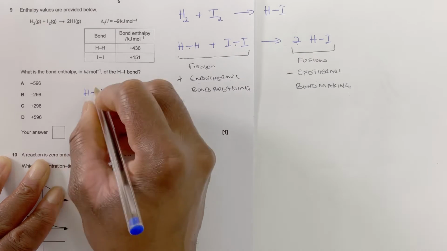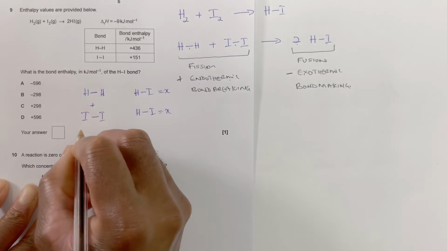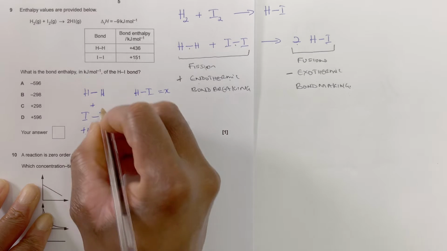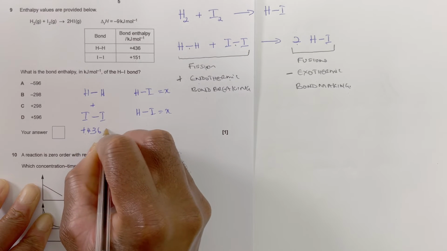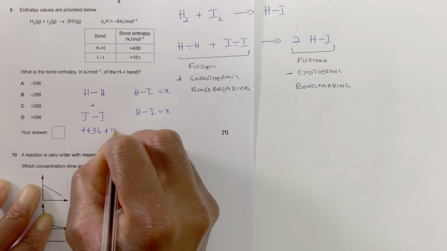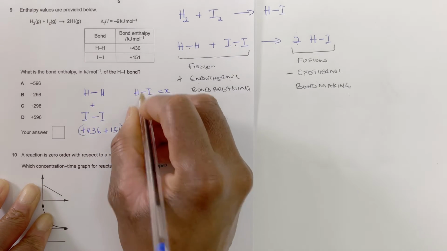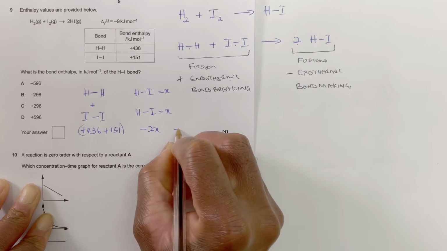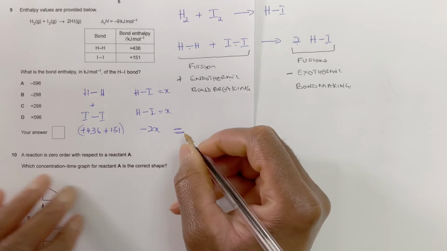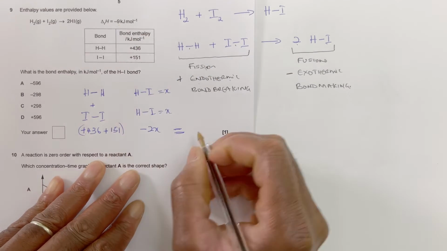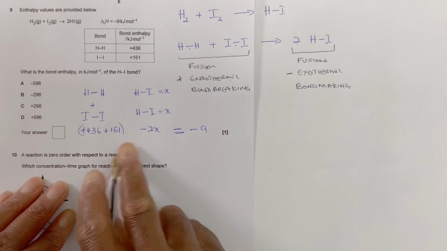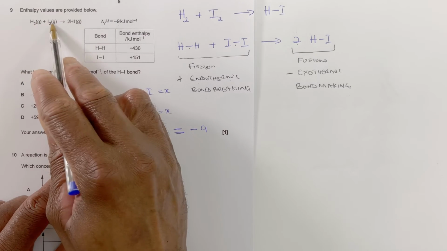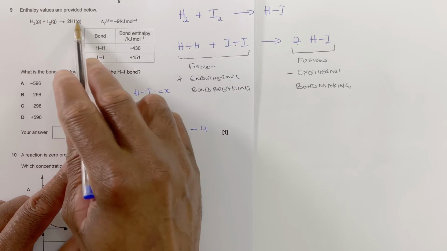So if we add these 2 bonds together, this one will be plus 436. Why are they plus? Because you're breaking them. And then plus for this one is 151. This one, you're not breaking them, you're making them, so there will be minus 2x. And that will be equal to the overall reaction, which is minus 9. So that's how you do the equation for that. You add up the positive, the bond breaking ones. Reactant is always bond breaking, and product is always bond making.